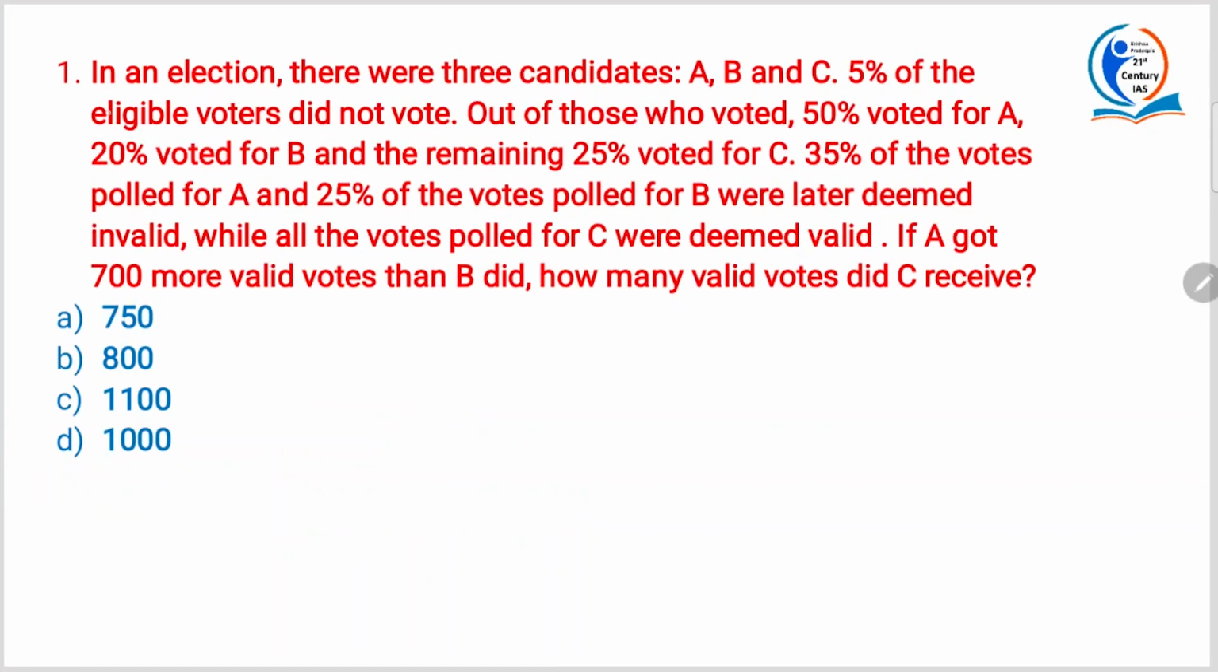We'll get into the first question. In an election, there were three candidates A, B and C. 5% of the eligible voters did not vote.